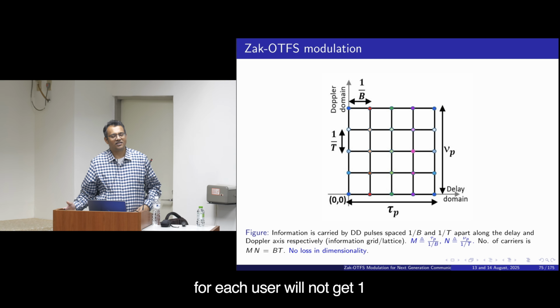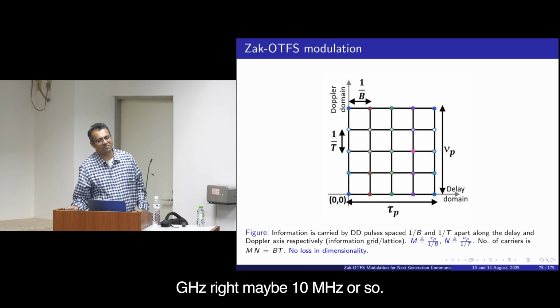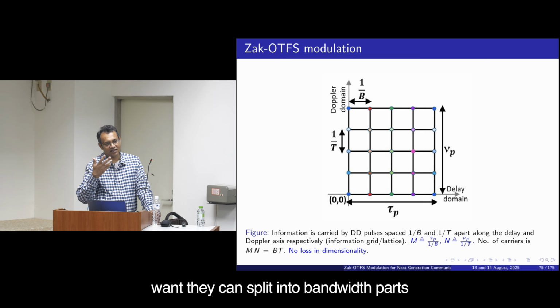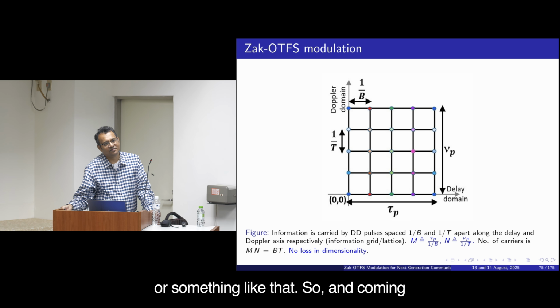But each user will not get 1 gigahertz, right? Maybe 10 megahertz or so. Okay. And even for each user, if they want, they can split into bandwidth parts or something like that.